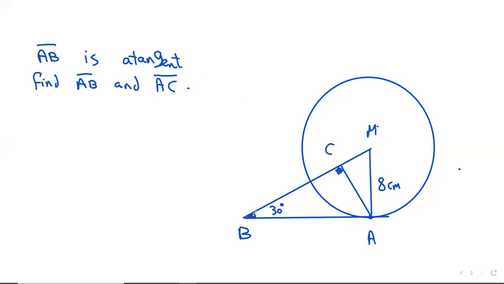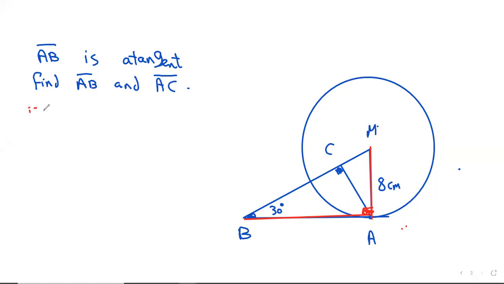Here in this example, AB is a tangent to the circle, and the size of angle B is 30 degrees, and the length of the radius is 8. Find the length of AB and AC. The tangent is perpendicular to the radius at the point of tangency. So here, because we have a radius and BA is a tangent, the size of this angle is 90.